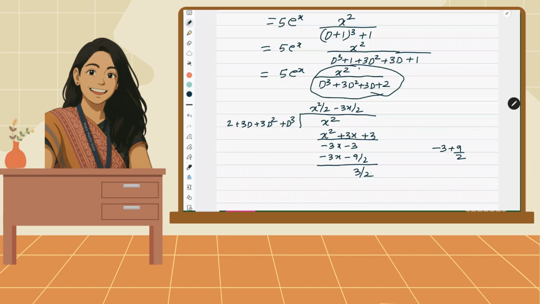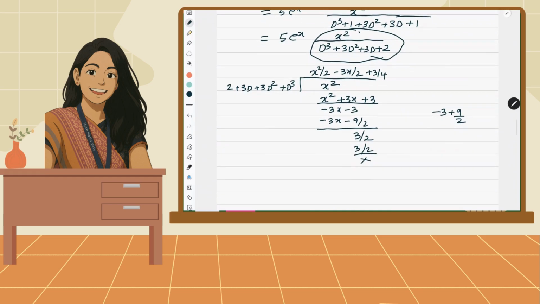So next term will be 3 by 2 upon 2, that is 3 by 4. Now when you multiply this with 2, you will get 3 by 2 and here 0. So this is your PI. So what will be my PI in this case? 5 e to the power x in bracket x square by 2 minus 3x by 2 plus 3 by 4. Correct? So this is my particular integral in this question.